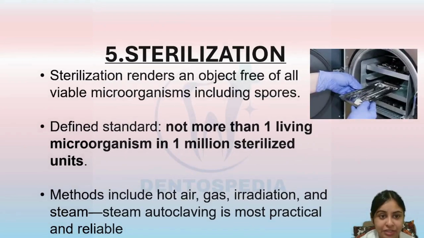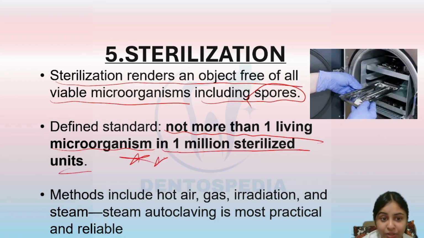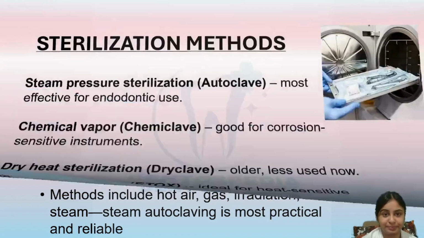So coming to sterilization, sterilization renders an object free of all viable microorganisms, including spores. The defined standard is not more than one living microorganism in 1 million sterilized units. It is very important to remember this defined standard. The methods include hot air, gas, irradiation, and steam, while steam autoclaving is the most practical and reliable sterilization method for endodontics.